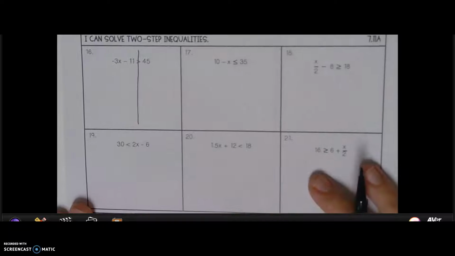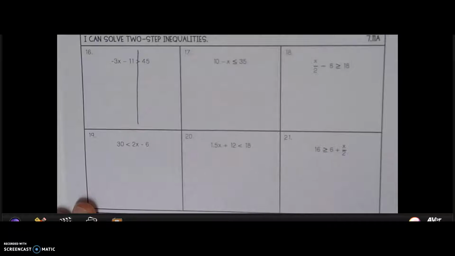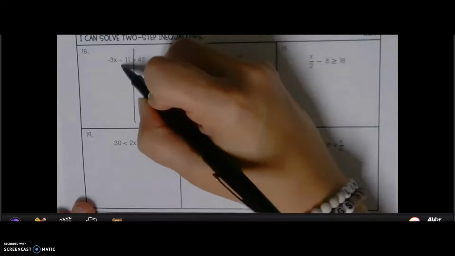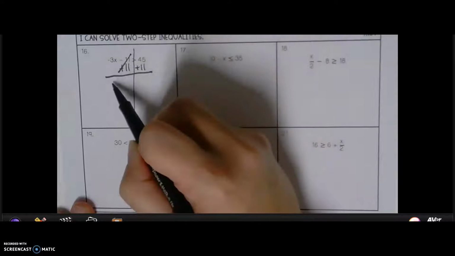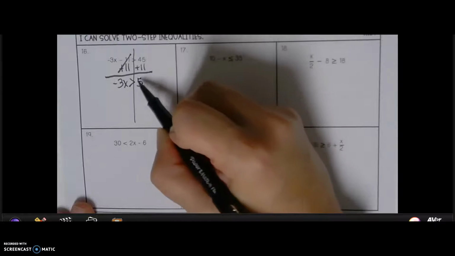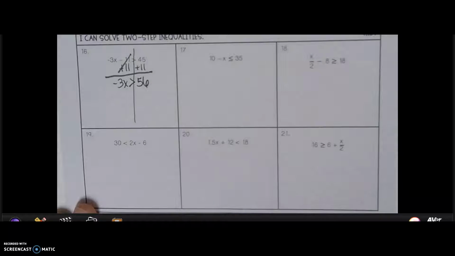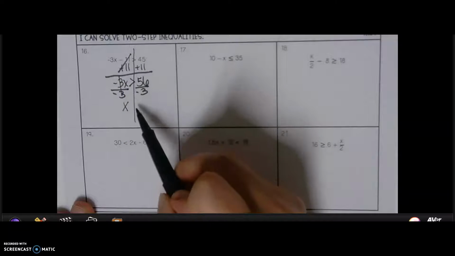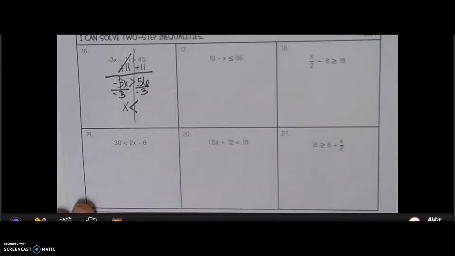Okay, so we have negative 3x minus 11 is greater than 45. Well, the first thing we're going to do, just like we do with equations, is to get rid of our constant. So we're going to add 11 to both sides. We have negative 3x is greater than 45 plus 11, which is 56. Okay, and then we are going to divide both sides by negative 3. That'll give me x by itself, but because I divided by a negative, I have to flip that inequality symbol to go the different direction. Okay.